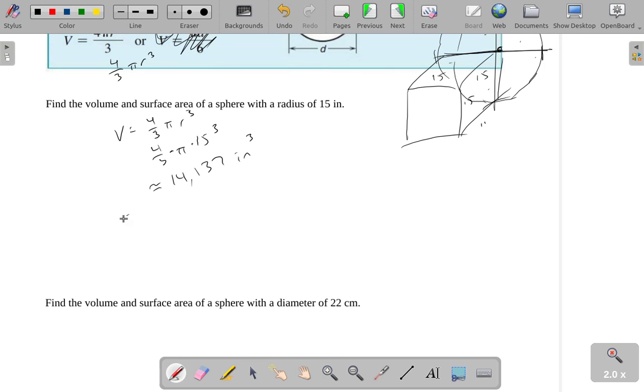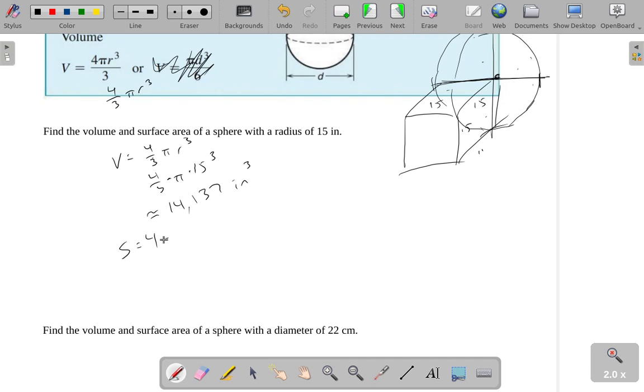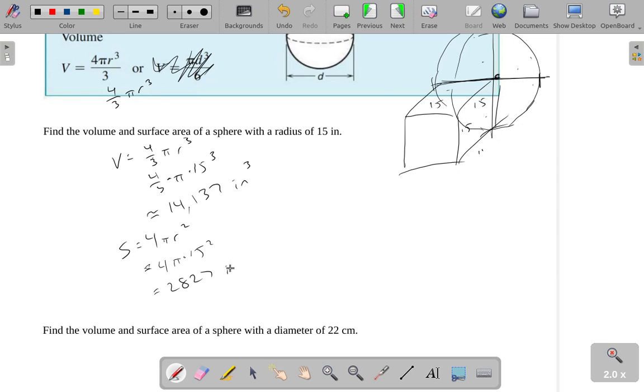We need to find the surface area, though. S is, let me pull this down, that's 4 pi r squared. 4 pi r squared is the surface area. That's the total amount of paint if we were to cover the outside of a sphere with paint, or cover the inside of the sphere with paint, I suppose. In any case, 4 pi r squared, that would be 4 pi times 15 squared. 4 times pi times 225, that's 15 squared. That's 2827. This would be in square inches.